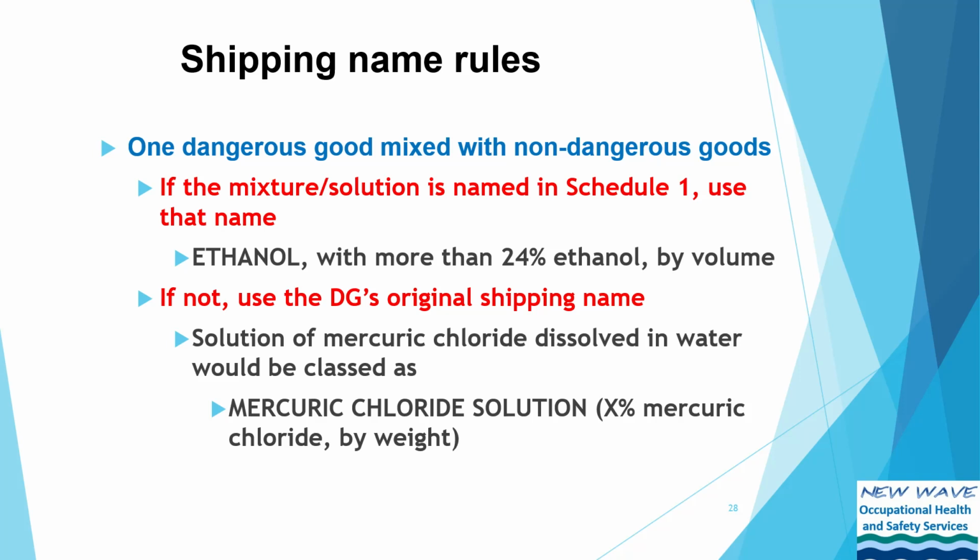If the dangerous goods are not listed explicitly in Schedule 1, use the dangerous goods' original shipping name along with the description. For example, a solution of mercuric chloride dissolved in water would be classified as mercuric chloride solution, X% mercuric chloride by weight. And to everyone's great joy, that ends our discussion of shipping name rules.